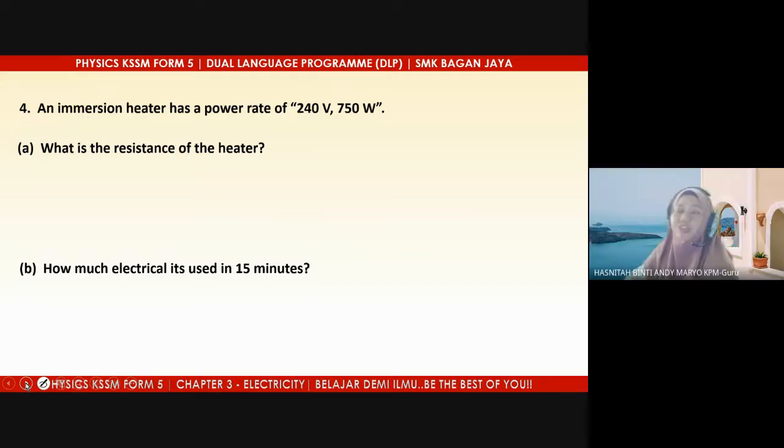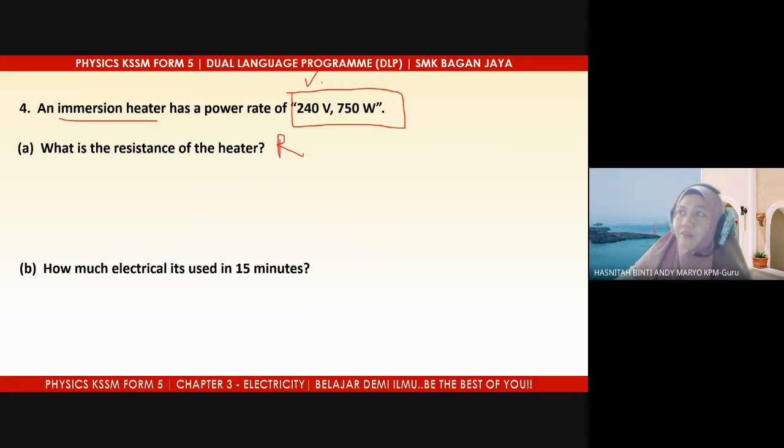Okay, then student number 4. Immersion heater. Kita ada immersion heater, power rating 240 volt, 750 watt. So you understand from here, this immersion heater dissipates or generates 750 joules of energy in 1 second when operating at 240 volts. So what is the resistance? Find resistance, again from V and P.